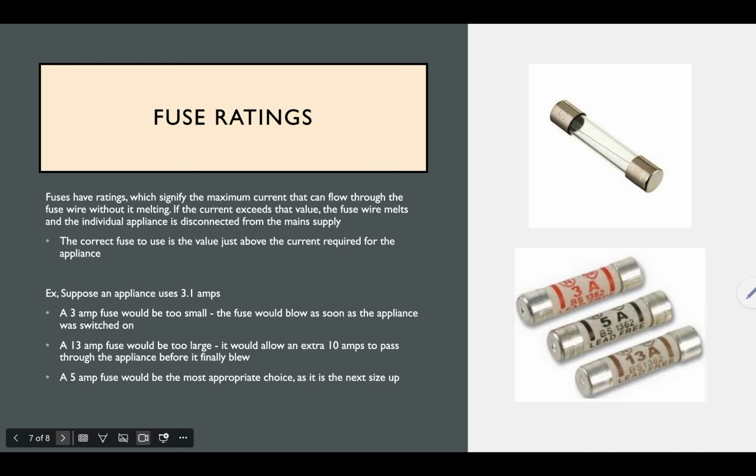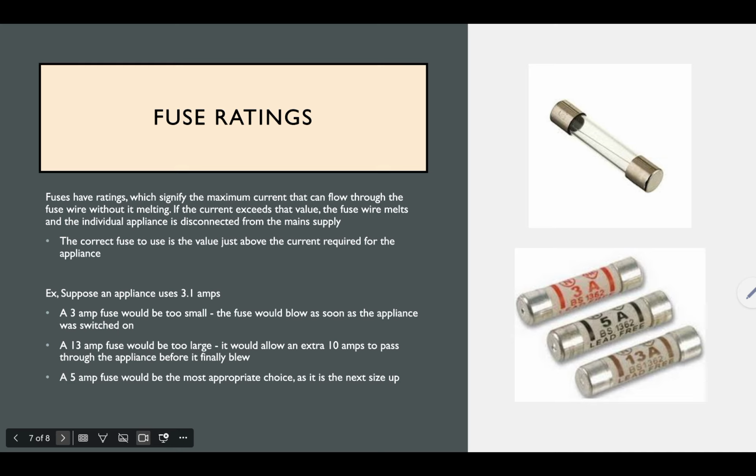So if you're using an appliance using 3.1 amps, if you use a 3 amp fuse, it's too small. Any current that passes will be too little for the appliance, and if it reaches 3, the fuse will melt. A 13 amp fuse would be too large. It would allow an extra 10 amps to pass through the appliance, and it will eventually blow. Maybe a 5 amp fuse would be good, because it would allow 3.1, a bit of 4 amps to pass through. It wouldn't harm my appliance, and if it reaches 5, the fuse will melt.